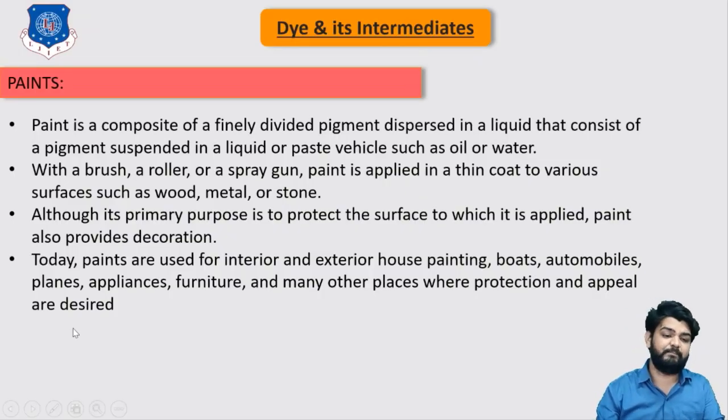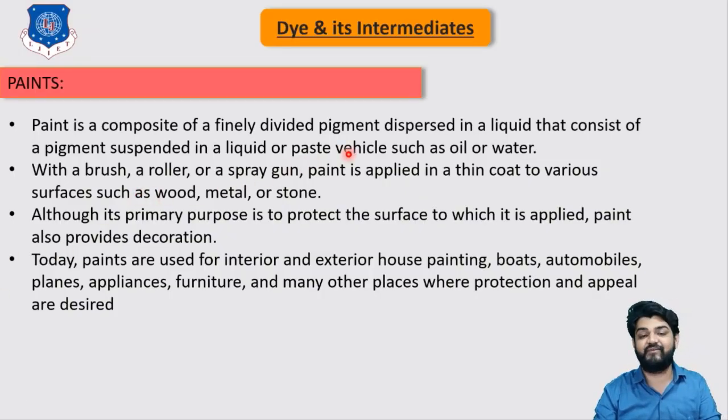As you can see here, paint is a composite of finely divided pigments that are dispersed into a liquid. They consist of pigment suspended in a liquid or paste vehicle such as oil or water. So this is the definition of paint. Paint is nothing but finely divided pigment inside a liquid or oil, known as the vehicle.